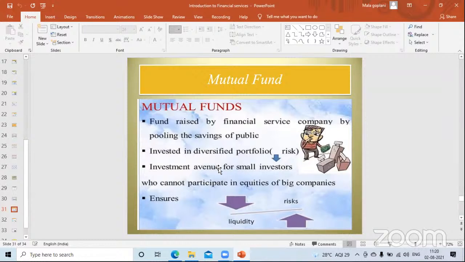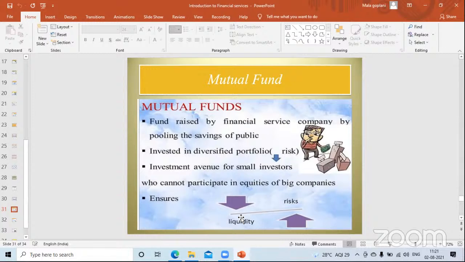Investment avenues for small investors. Small investors who cannot participate in equities of big and giant companies can invest their money in mutual funds. And mutual funds also ensure liquidity.